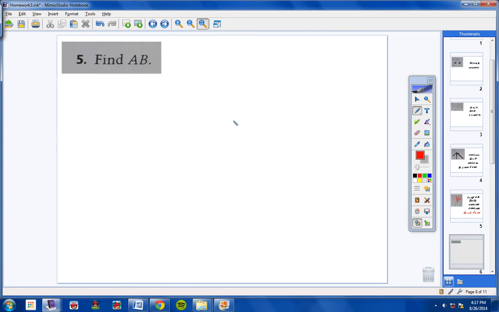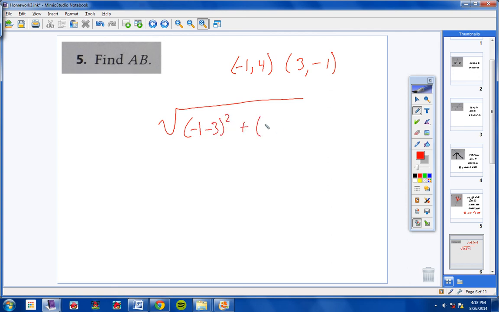Moving on to number 5. Let's find the distance of AB. If you'll look in your directions, A is (-1, 4) and B is (3, -1). So let's find the distance of AB. So here we go. x minus x, -1 minus 3, quantity squared, plus y minus y, that's 4 minus -1, quantity squared. And so that's a 16 plus a 25.